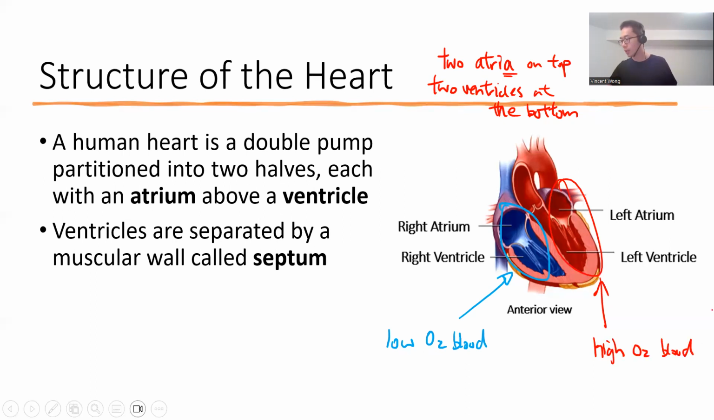Now, we don't want the blood to be mixing with each other. We don't want the low O2 blood to be mixing with the high O2 blood. So we have a wall that separates it, and that is called the septum, right here in the middle.